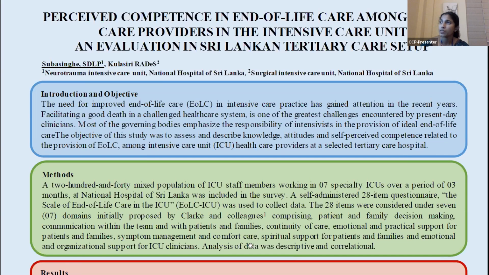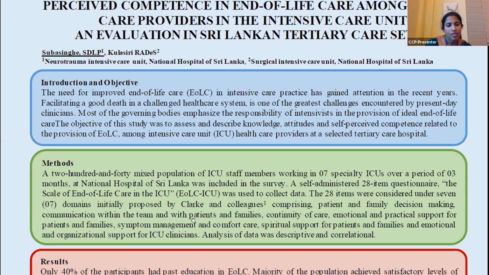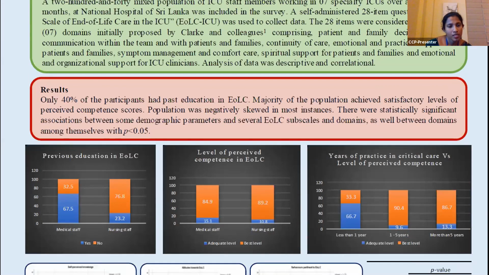Before considering the 7 domains, we ourselves had 3 subscales to be tested upon the population, which mainly consisted of knowledge, attitudes, and behaviors pertinent to end-of-life care in these ICUs among the staff members. The results gave us these findings.